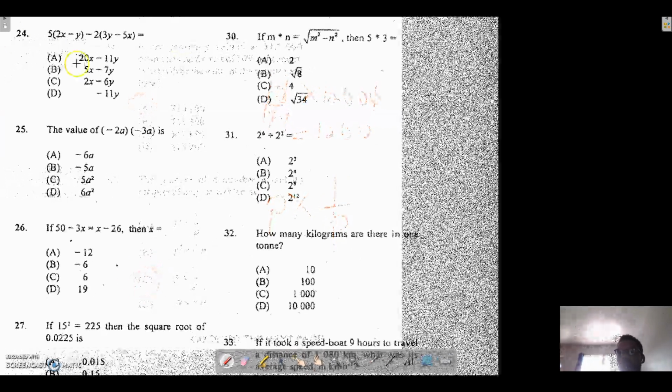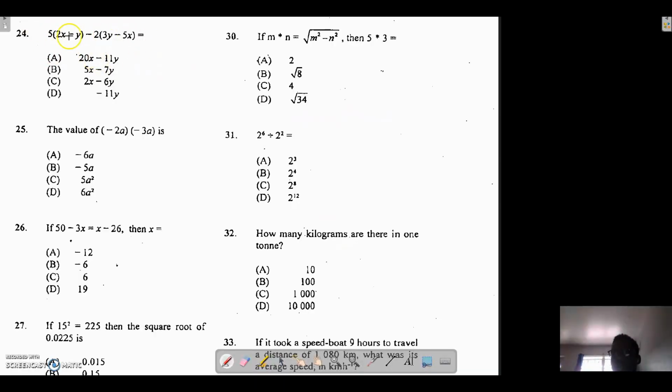Moving on to question 24. And here we have a distribution to do. Right? Now we need to pay keen attention to the signs. So this 5 outside the bracket will multiply everything inside the bracket. So I'm going to have 5 times 2x, which is going to give me 10x. 5 times negative y, which is minus 5y. Then looking at this side now, it's negative 2 times 3y, it's negative 6y. But then you have negative 2 times negative 5x, which is going to give you a positive 10x.